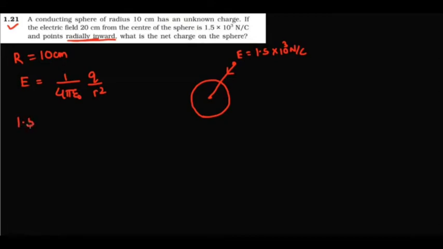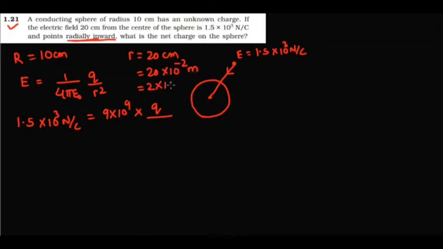So E is given as 1.5 into 10 to the power 3 Newton per coulomb, and 1 by 4 pi epsilon naught is 9 into 10 to the power 9 into q divided by r square. R is the distance of the point from the center of the sphere, which is 20 centimeter. So r equal to 20 centimeter. It means 20 into 10 to the power minus 2 meter, that is equal to 2 into 10 to the power minus 1 meter. So r square will be how much? 2 into 10 to the power minus 1 square.